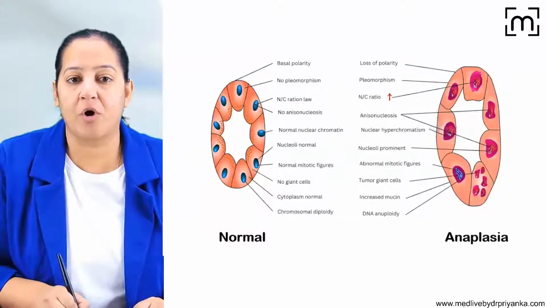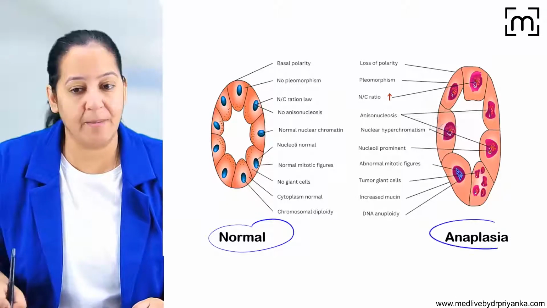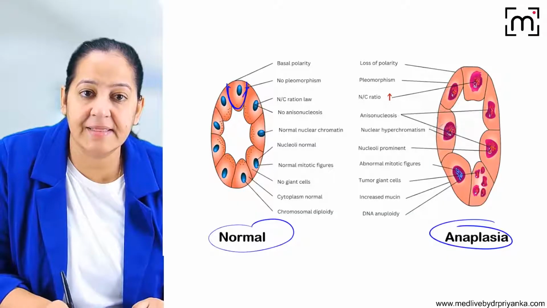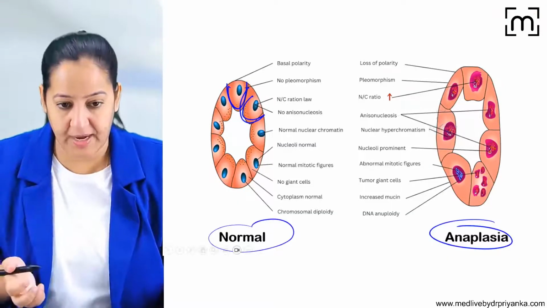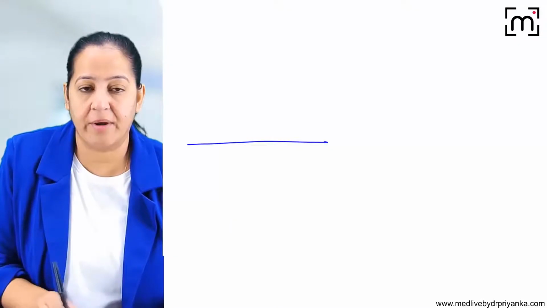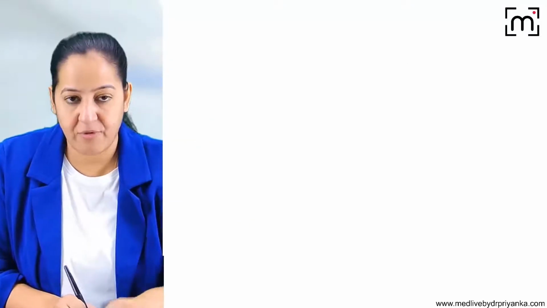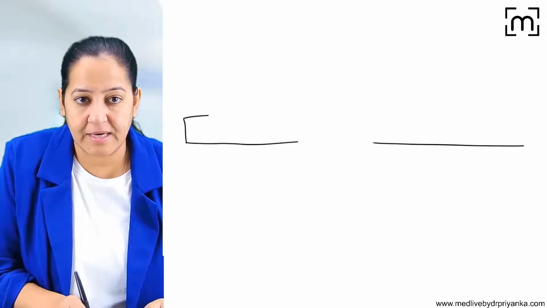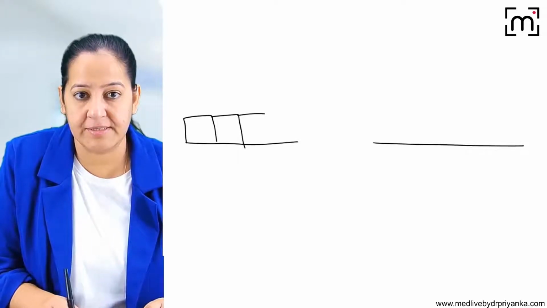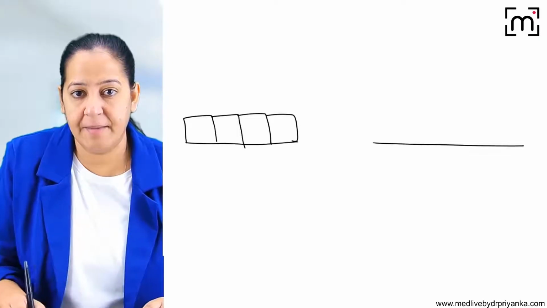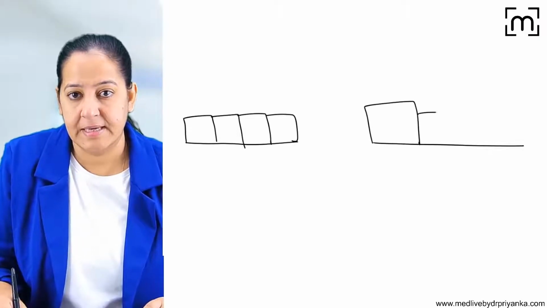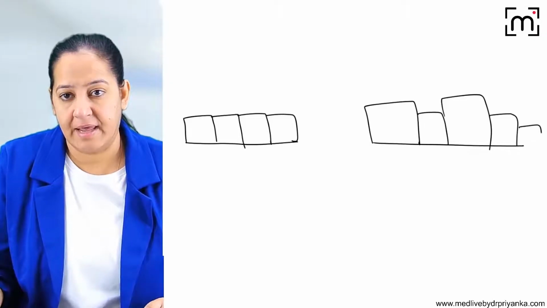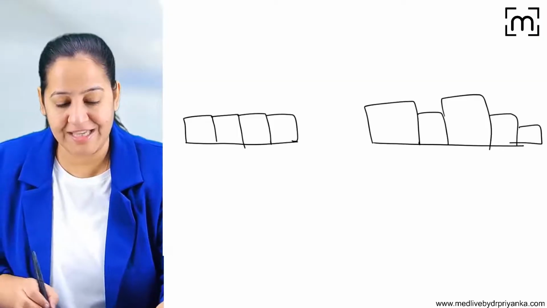Now you can see this is a normal tissue. See the cells. And this is the anaplastic tissue. See the cells. Can you see the cell? Let me mark. This is a cell. This is a cell. Okay, let me draw it on another page. Now here I am drawing the normal, and here I will draw the anaplasia. In the normal, these are the epithelial cells. And here I am drawing the anaplastic cells. Okay, like this.